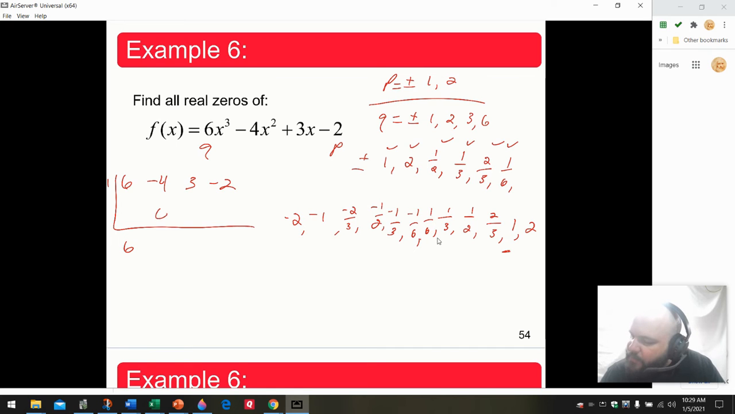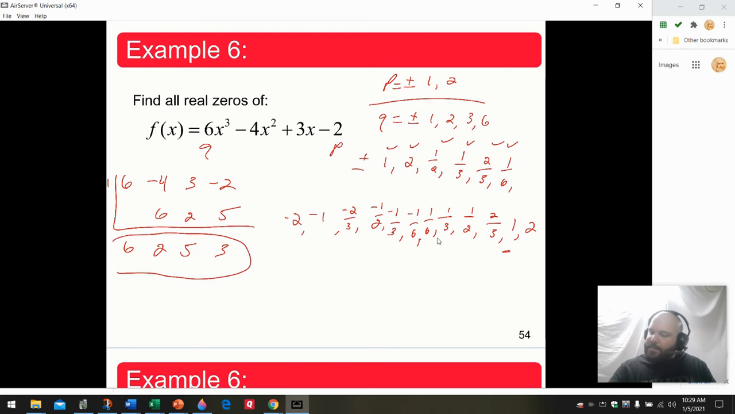So 6 comes down, 6, 2, 2, 5, and then 5, and then I get 3. All right, so this is what this last little bit was talking about. I tried synthetic division with 1, and I ended up with all of these numbers. All of these numbers are positive, which tells me then that this 1 is an upper bound. This 1 is an upper bound.